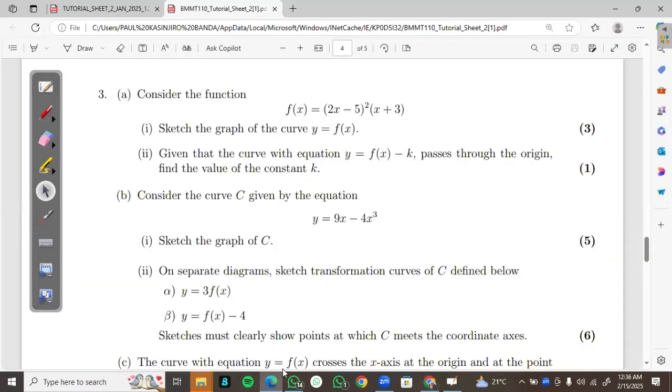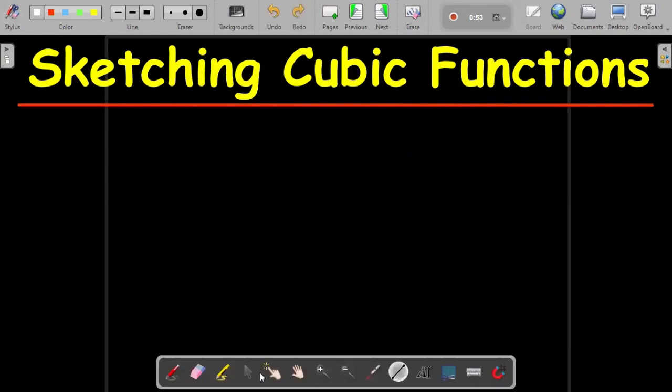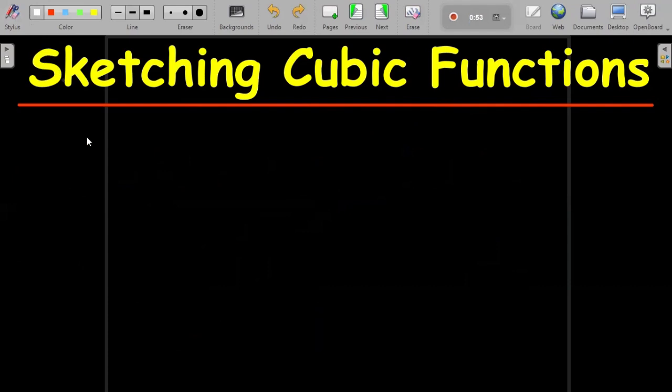So let's solve question 3 there. Right, so let's go to our board. You can see there I wrote sketching cubic functions. A cubic function is a function that is represented in this form. So let's get a pen. It's a function that is being represented in this form.